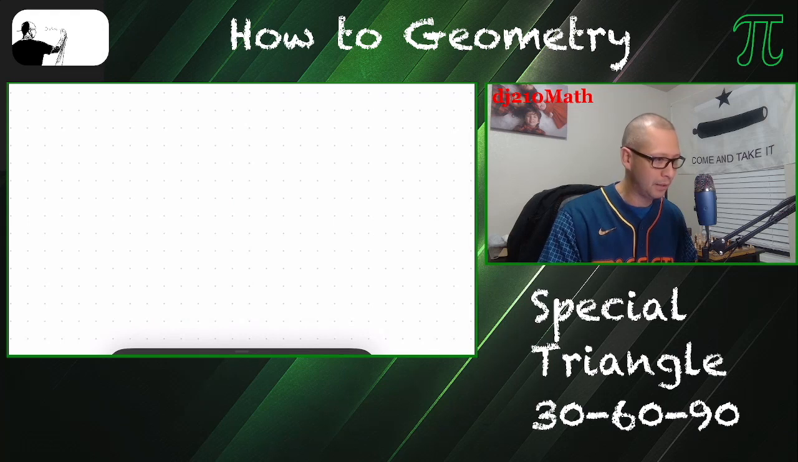Hey, special right triangle, 30, 60, 90 case now. If you haven't already, go and check out the 45, 45, 90 degree triangle. Very useful. This is the second type of special right triangle, the 30, 60, 90. So let's start by orienting ourselves to the angles.